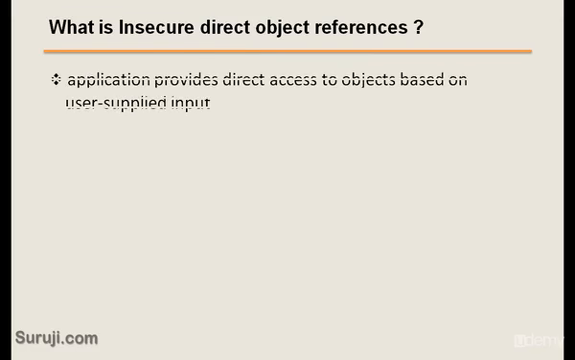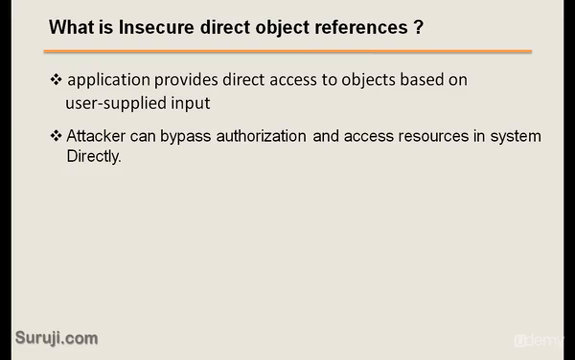According to the OWASP definition, insecure direct object references occur when an application provides direct access to objects based on user-supplied input. As a result of this vulnerability, an attacker can bypass authorization and access resources in the system directly, for example, database records or files.